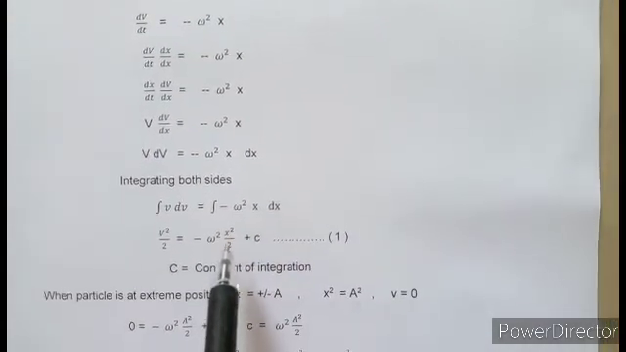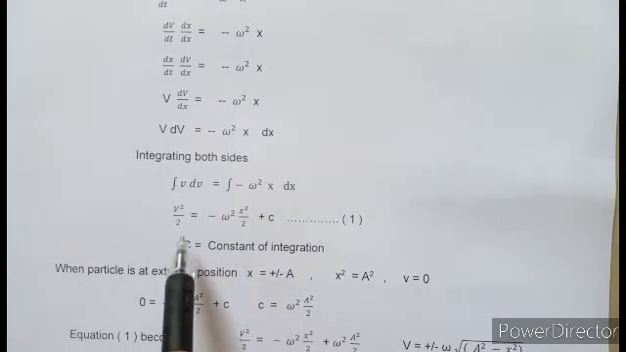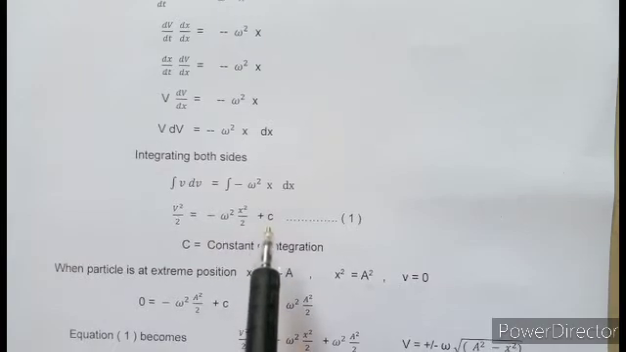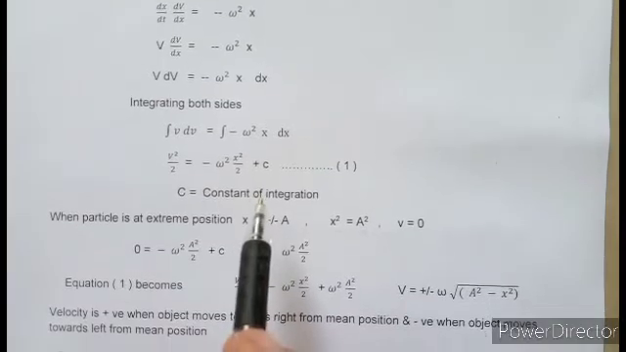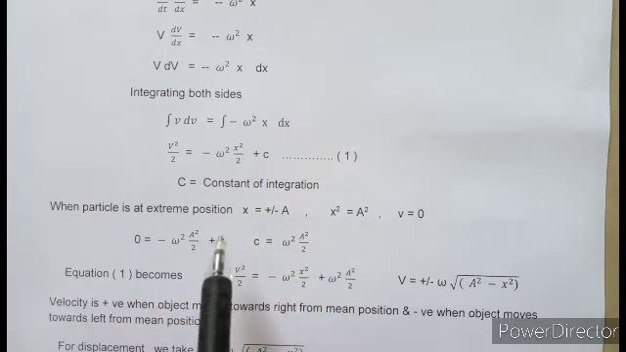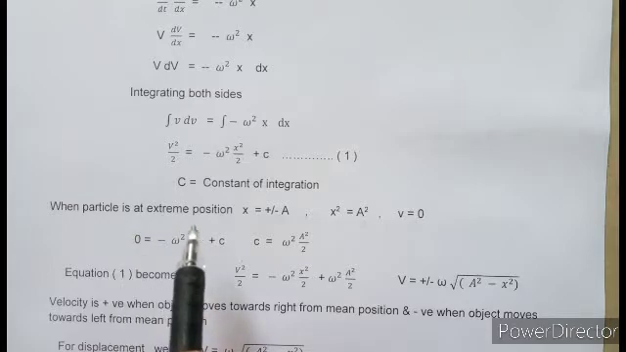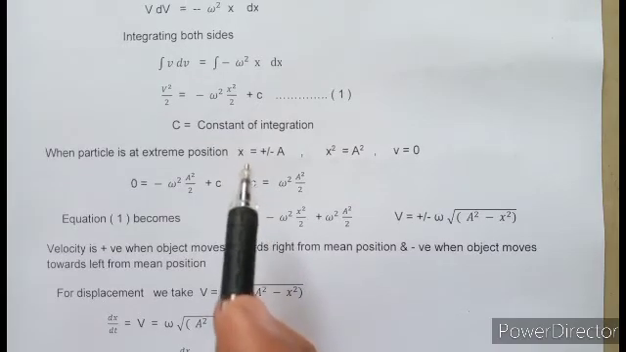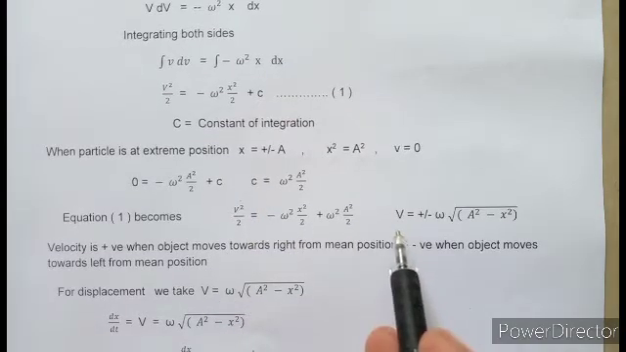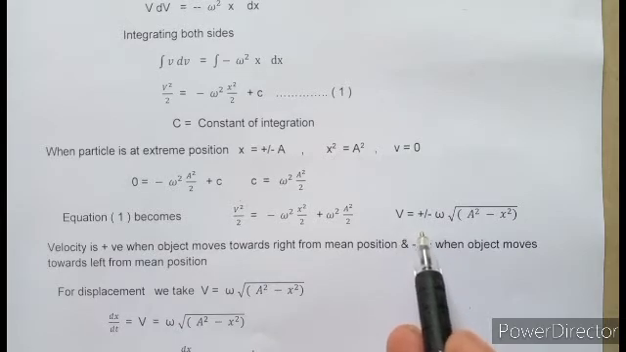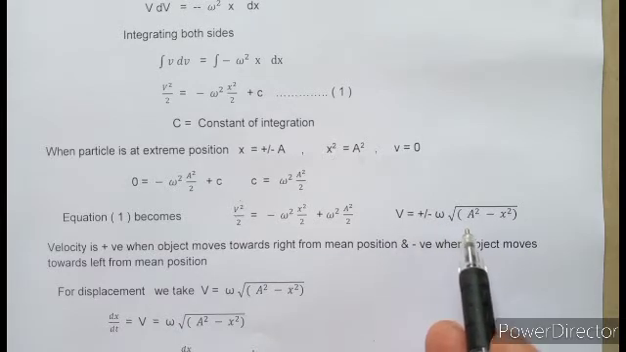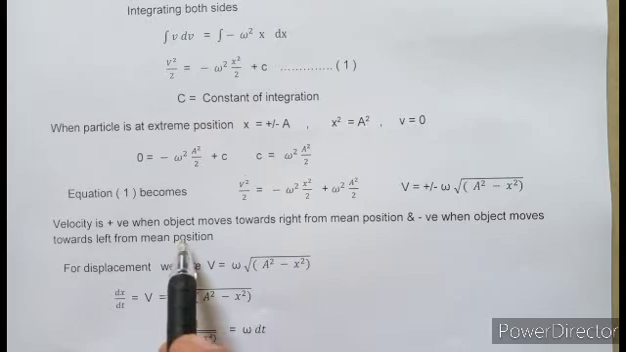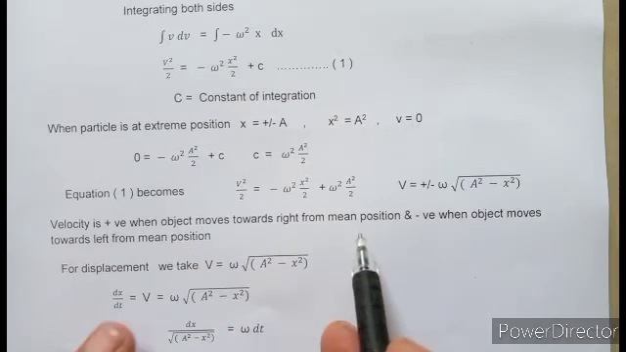Find out the integration. From integration we get v square by 2 is equal to minus omega square x square by 2 plus c, where c is the constant of integration. We have to find the value of c by considering the particle at the extreme position. Then we calculated the value of c, substituted it in the above equation, and we get the velocity of the particle performing SHM as plus or minus omega in square root inside the bracket a square minus x square. Velocity is positive when the particle moves towards the right from the mean position.